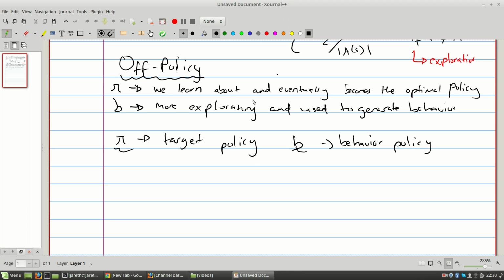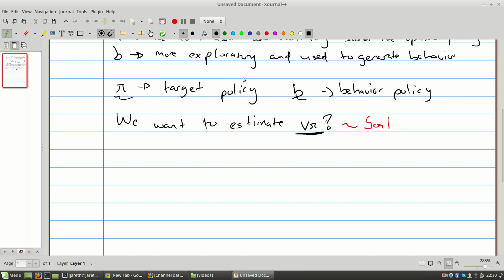So what are we trying to do here? Well, as usual, we want to estimate V pi. This is what we want to estimate, right? V pi or Q pi as well, but I'm just going to use V pi here. This is, in a manner of speaking, our goal. We want to estimate V pi.